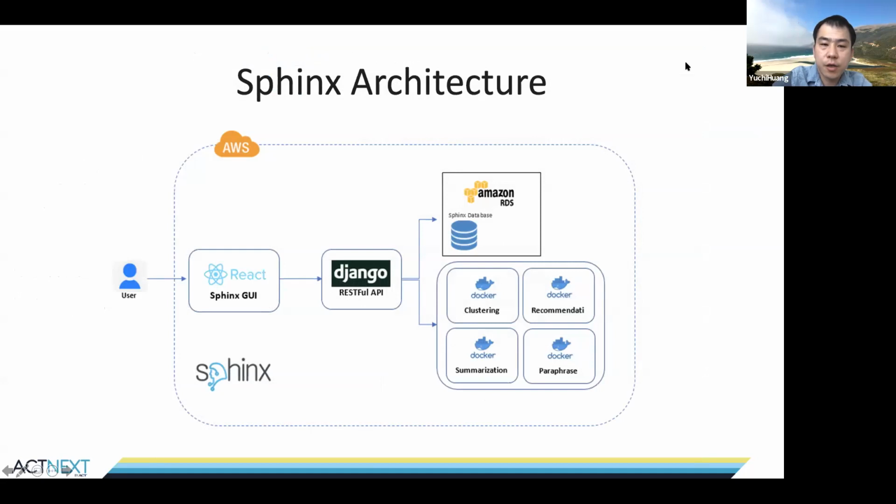The overall architecture. As I mentioned, we hosted this as an online service. So we have a front end interface written in React, and we have a backend server managed by Django. And for each component I mentioned, we have an independent instance server hosted on Amazon AWS for clustering, recommendation, summarization, and paraphrasing.